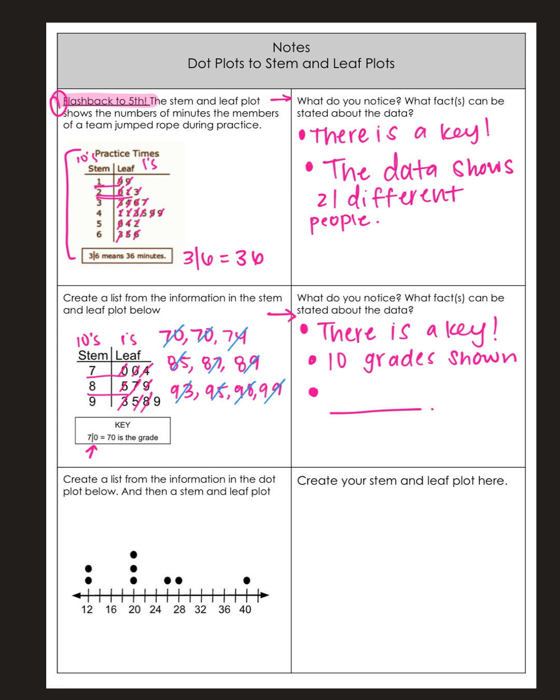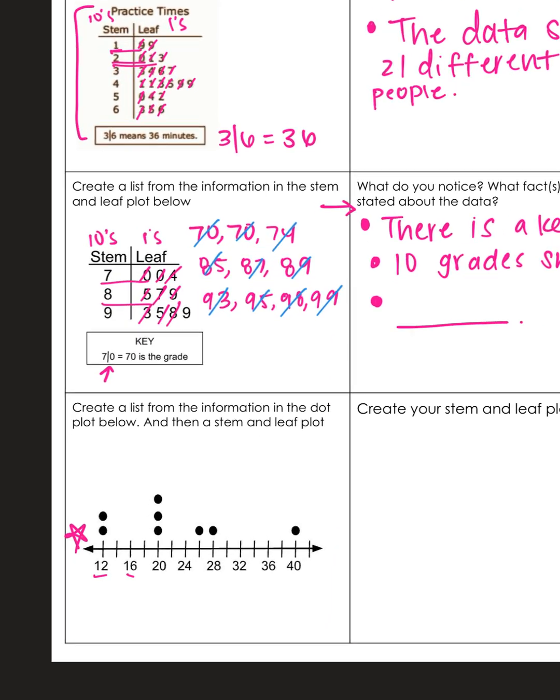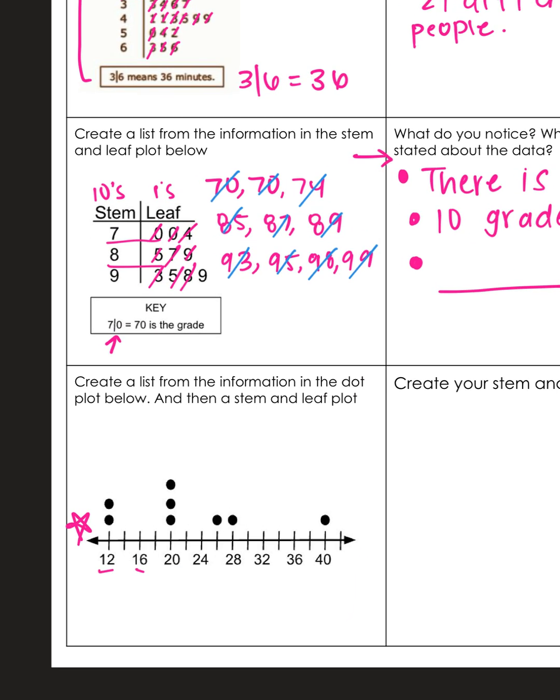Okay, let's go on to the next one that says, create a list from the information in the dot plot below, and then create a stem and leaf plot. So first we have to make a list. The thing that's special about this one, I'm going to put a star, is that one, it's a dot plot, which we've just been working on stem and leaves. But two, that all our values aren't shown. You'll notice that I have 12, and then I skip a line, and then it's 16. So we have to figure out what goes in between those two numbers. What's right in the middle of 12 and 16?